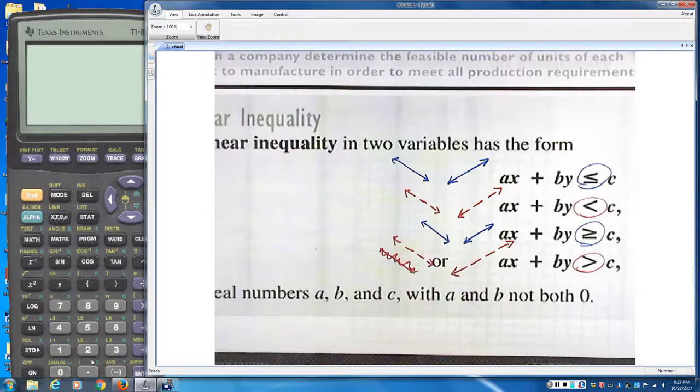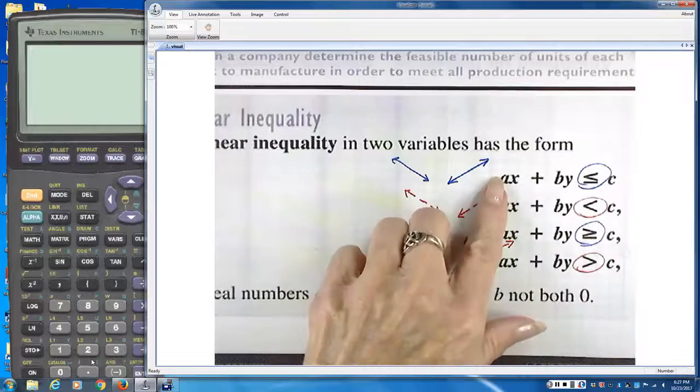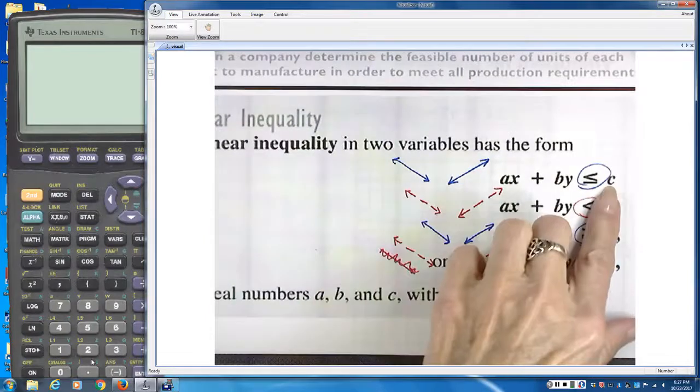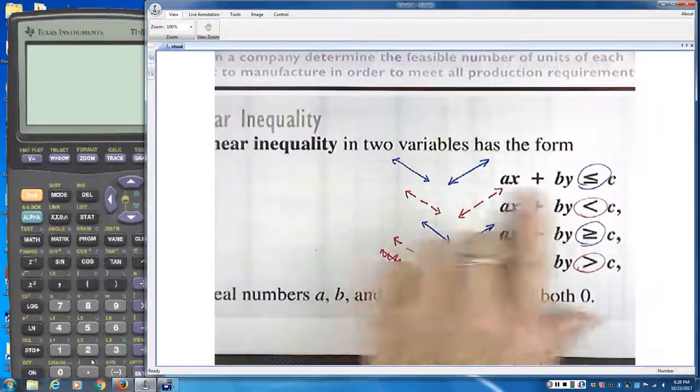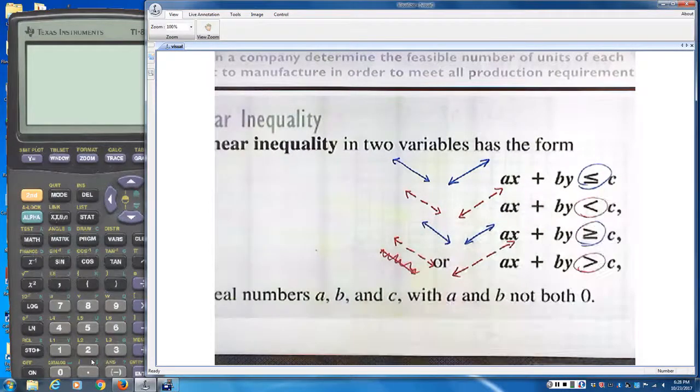So it's always going to be dashed if it's just a greater than or a less than. And A and B can't both be 0, because that means you've got 0 plus 0, and unless C is 0, that's not even true. And even if C is 0, having 0 plus 0 equals 0 doesn't really give you much of a line.